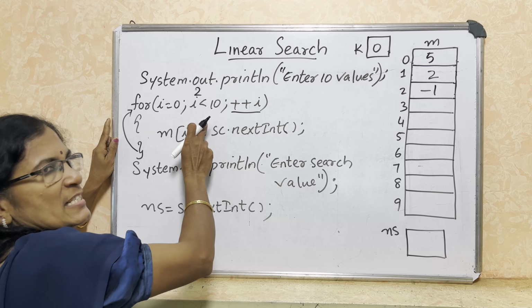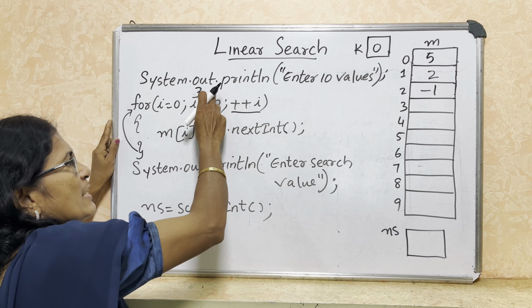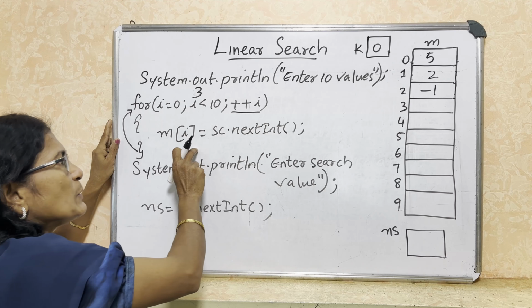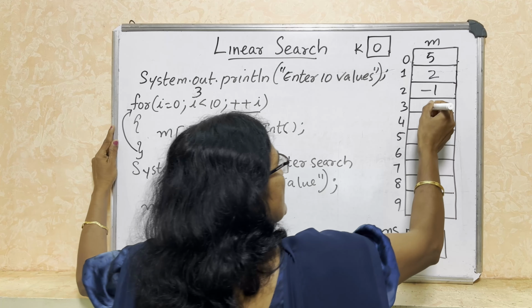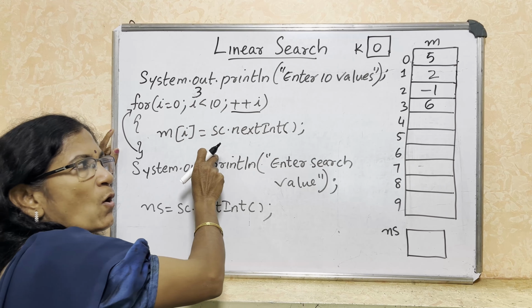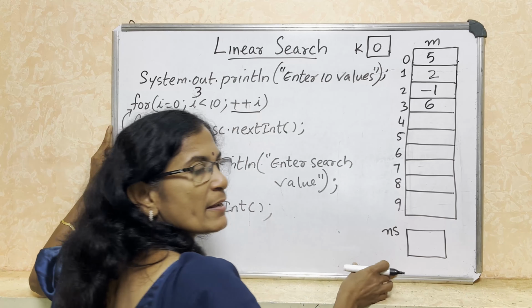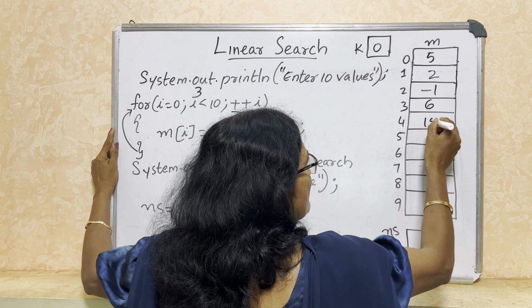Loop goes for the next iteration with the value of i as 3. So 3 is less than 10. Statement within the body of the loop will be executed. m of 3 is equal to the value entered by the user. User has entered the value 6. The loop executes 10 times. So all these storage locations will be filled with the data. Assume that the user has entered values like this.